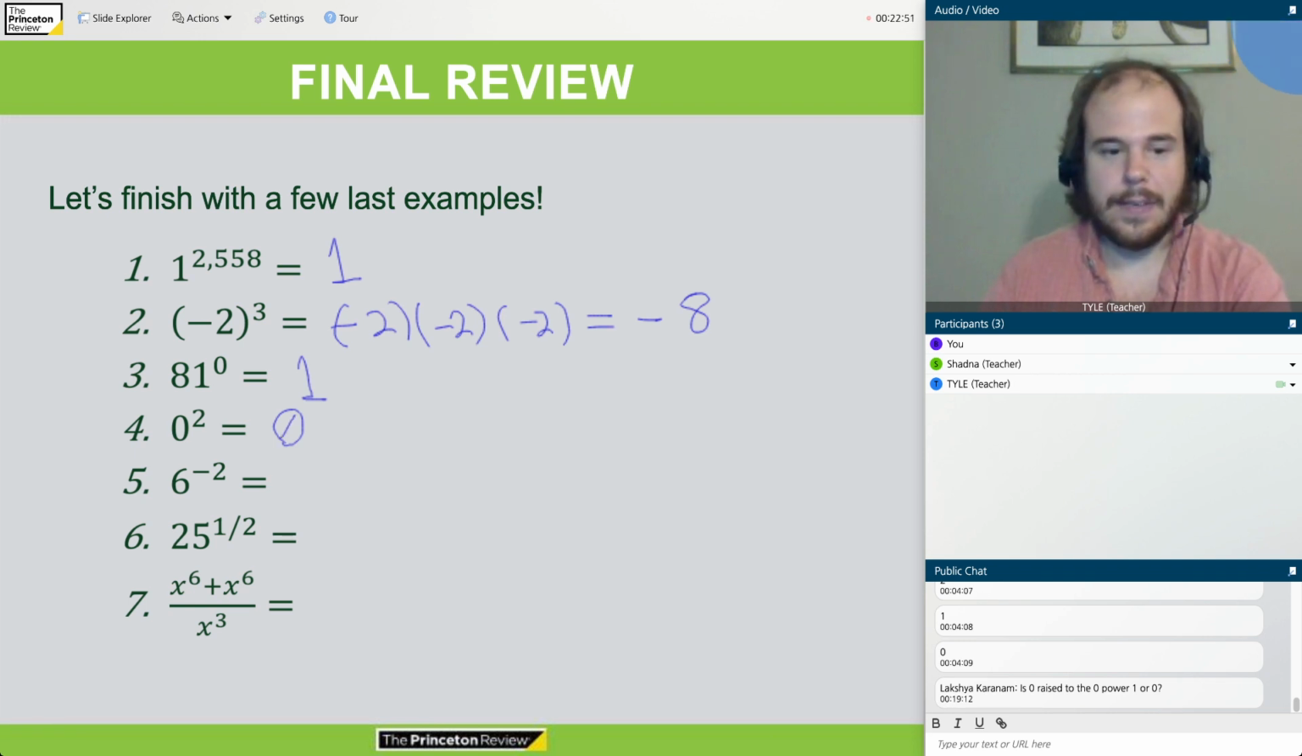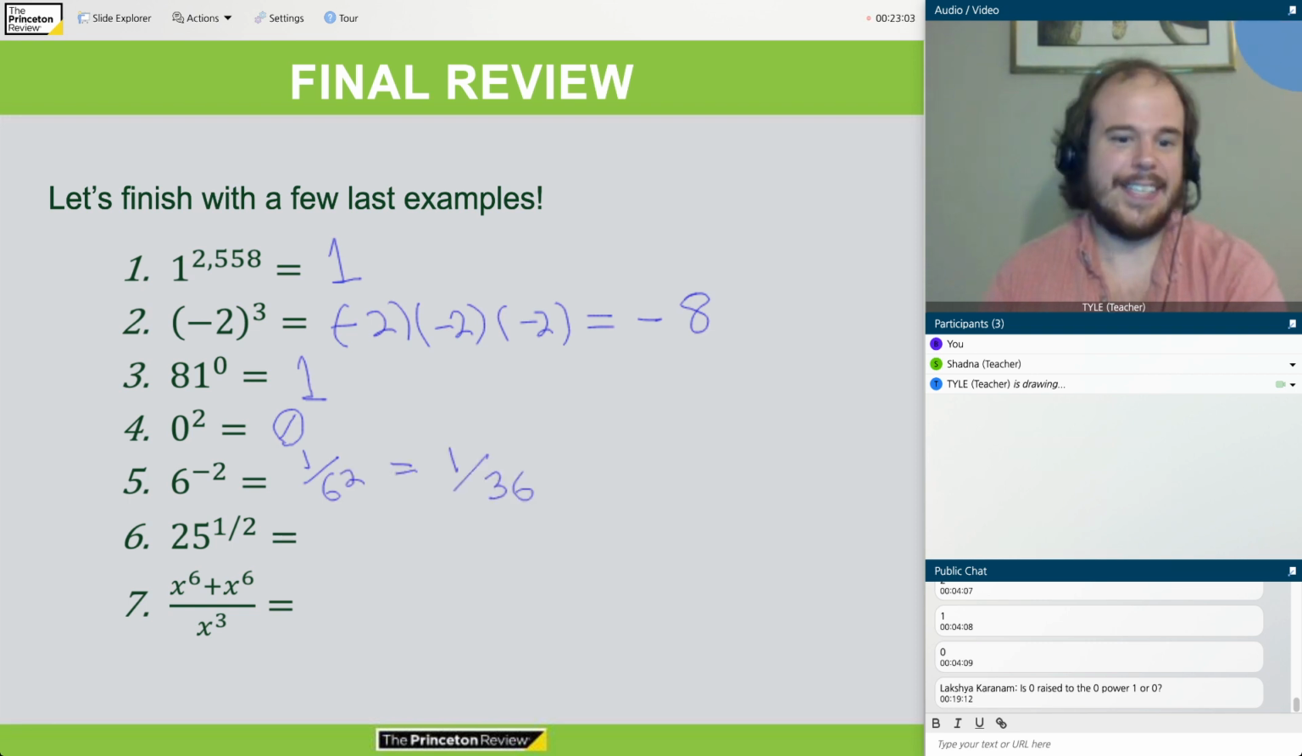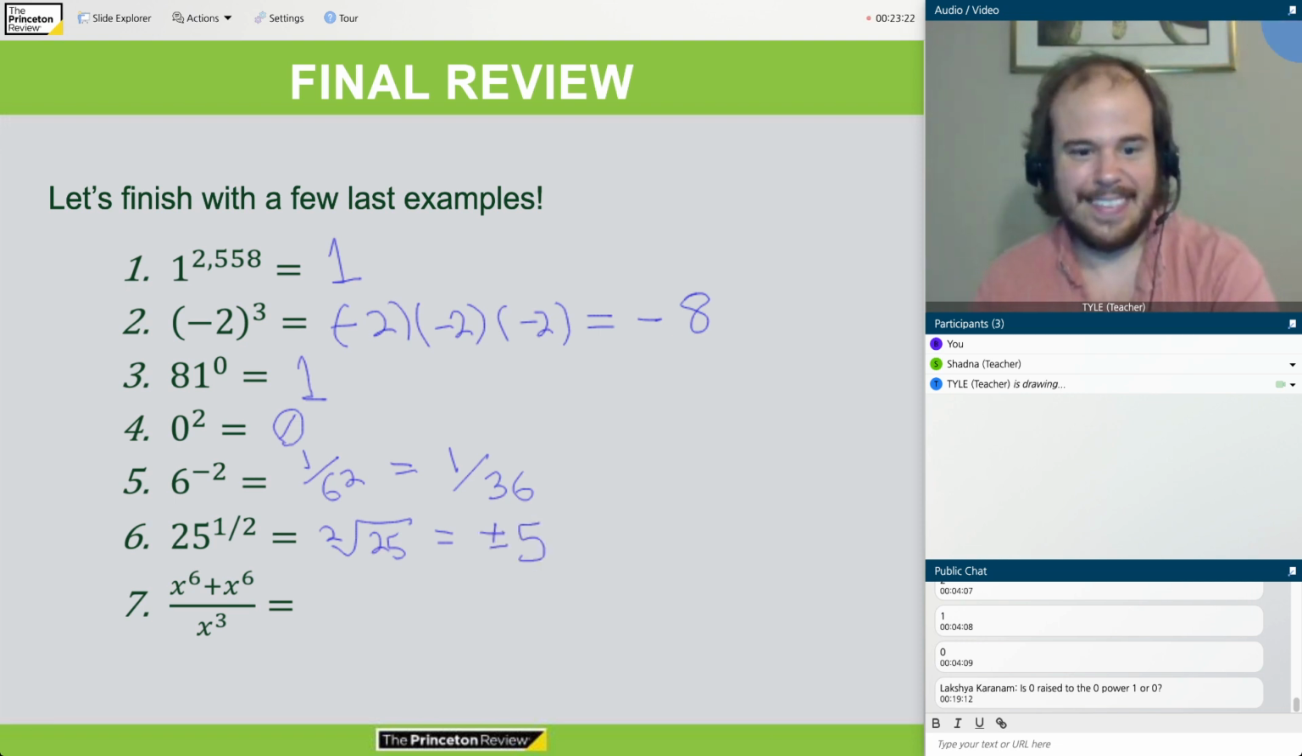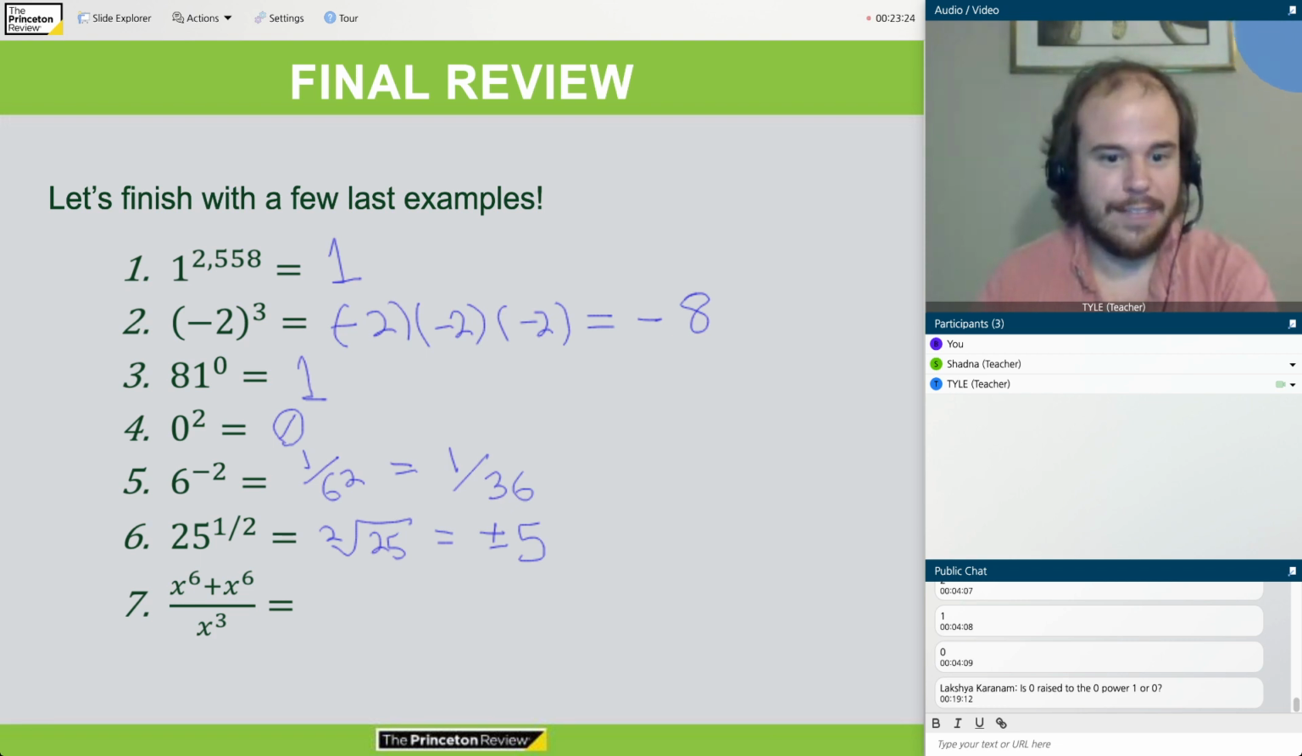6 to the minus 2. Remember that negative exponents correspond to reciprocals, so this is the same as 1 over 6 squared. And 6 squared is 36, so 1 over 36. 25 to the 1/2. Remember that fractional exponents correspond to roots, so this is the same as the square root of 25. And the square root of 25 is plus or minus 5, because negative 5 squared would still be 25, so either one of those.